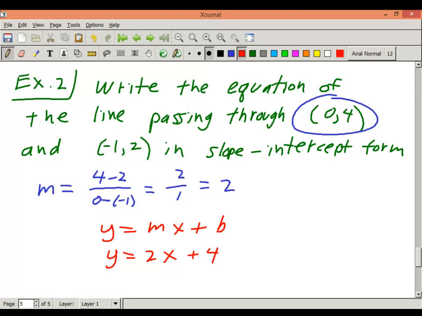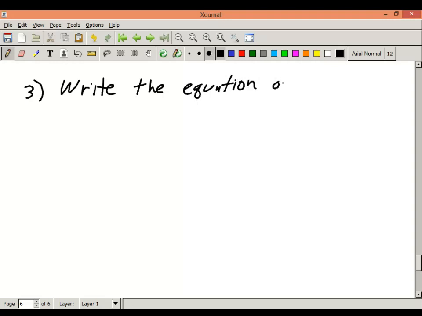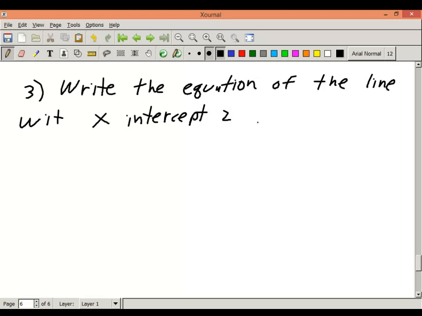Let's look at example 3. So this time, same thing, write the equation of the line with x-intercept of 2 and y-intercept 3.